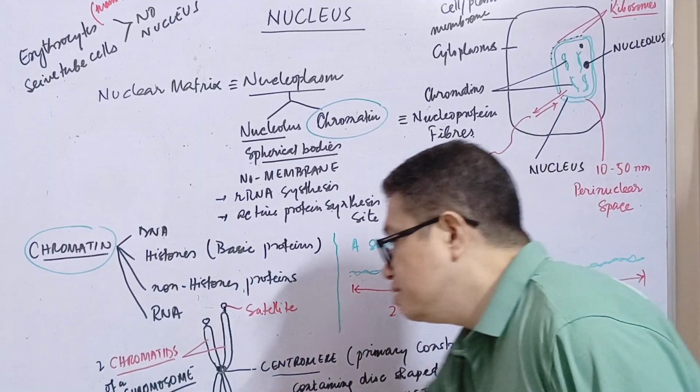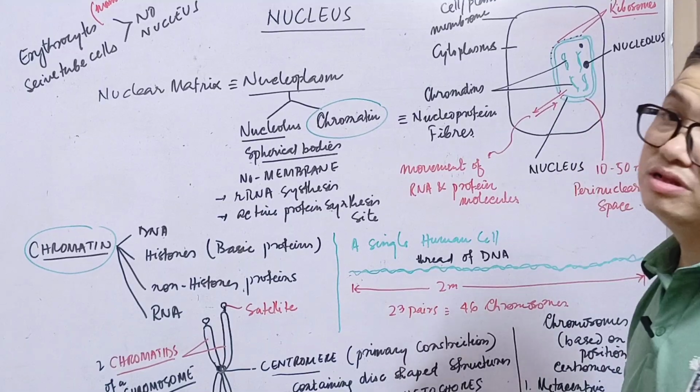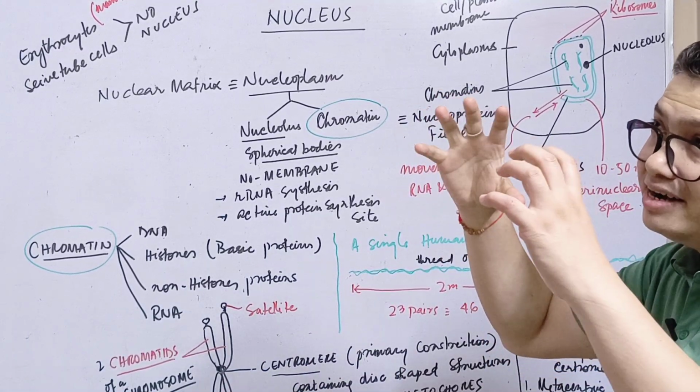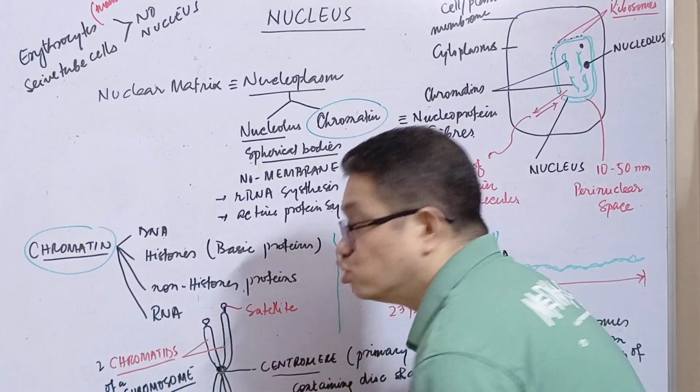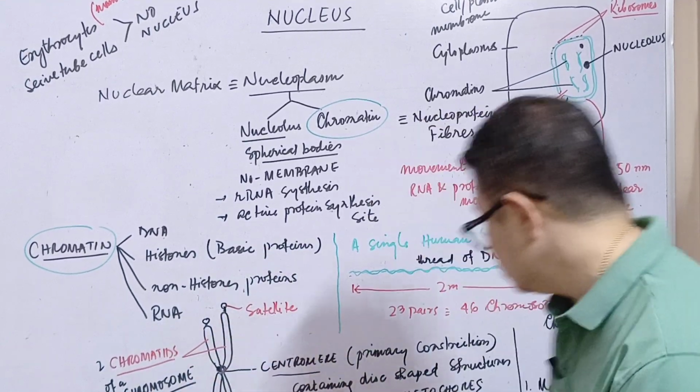So chromosomes are basically chromatins only, but they become thickened and they are visible. Chromatin thread, and when they become fat and visible, they are called chromosomes. And each chromosome has 2 chromatids. Just remember that 2 chromatids make up a chromosome, right?